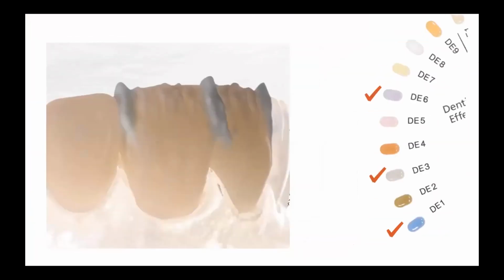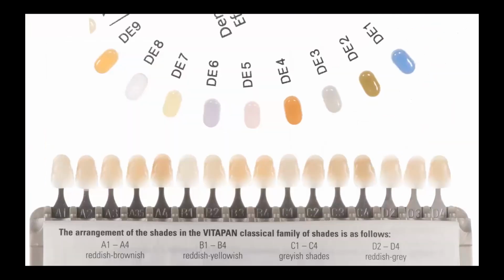We can use the dentin effects such as blue, gray, and violet, and mix them with the transparent material to achieve special effects of our enamel. And the dentin effects can be used to correct the general shade if we use full customization.